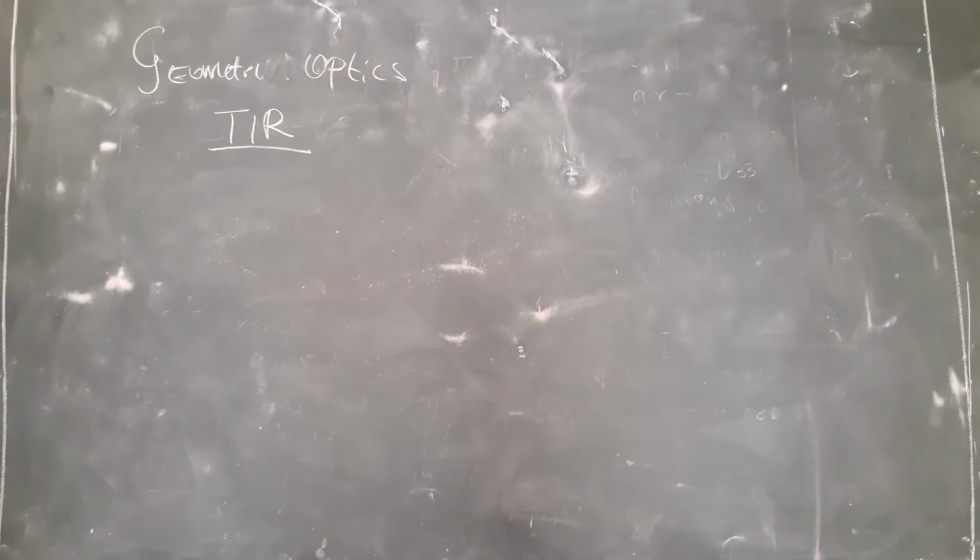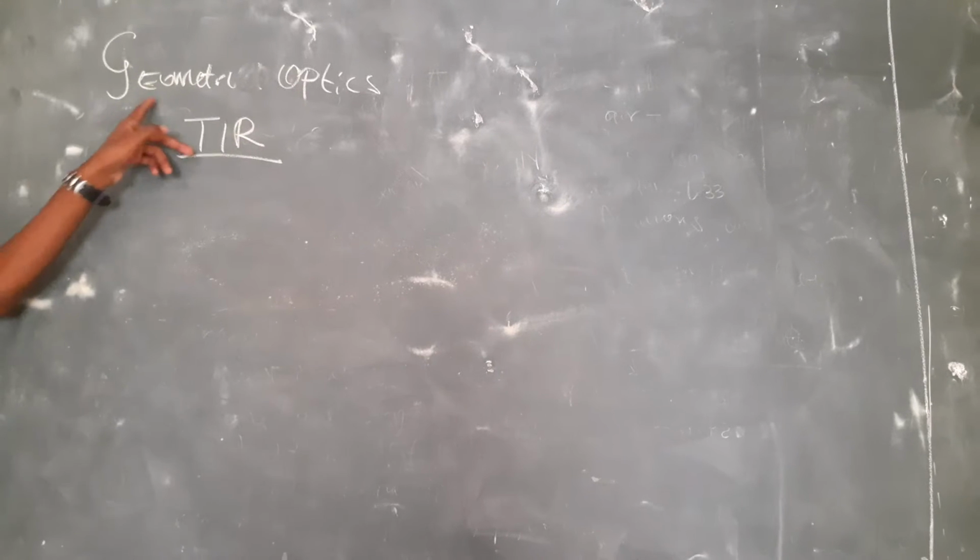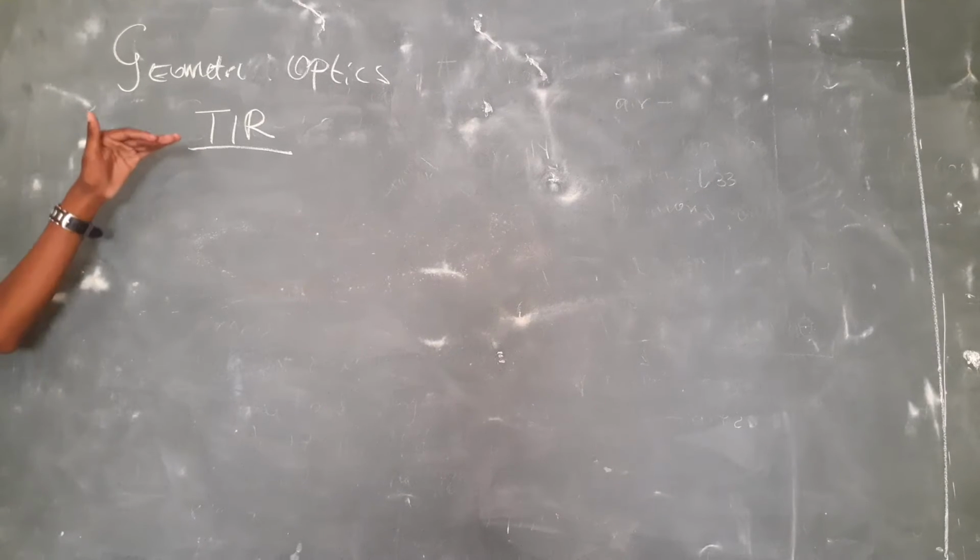So today we're going to focus on total internal reflection under geometrical optics. In here we're going to be talking about total internal reflection and how it behaves and how we get it. Now we also need to understand what total internal reflection means.